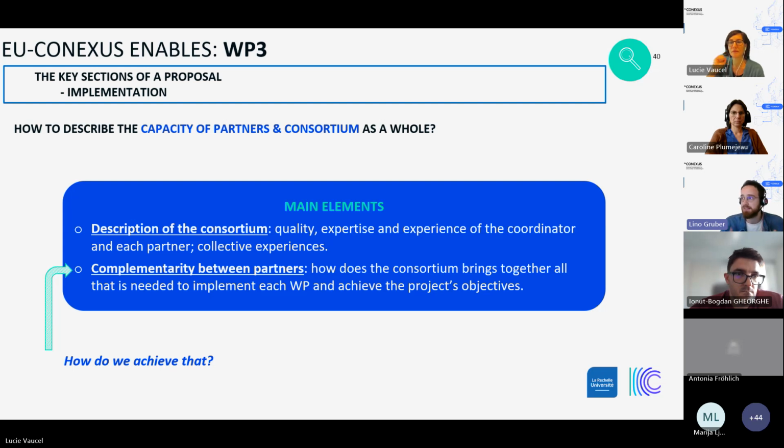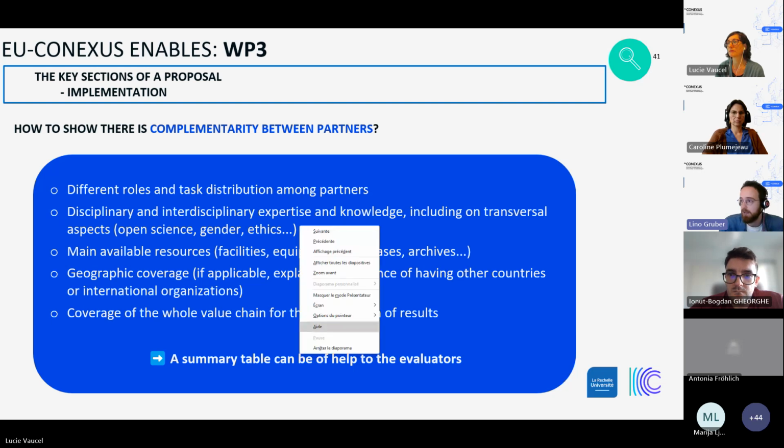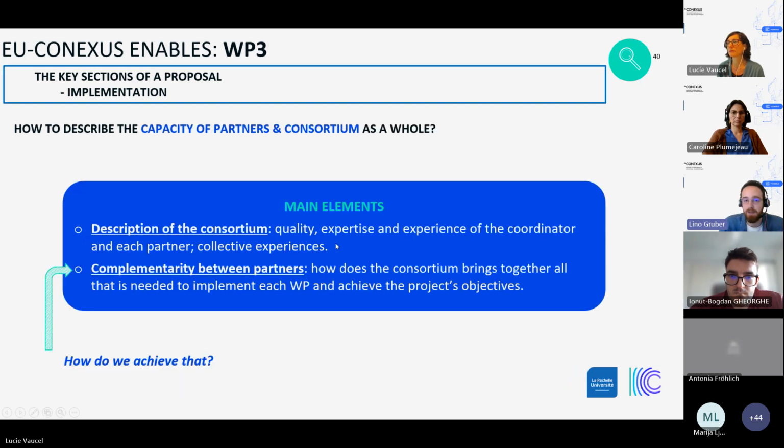And then the second side to this is establish the capacity of the consortium as a whole. So now that we know about the expertise of each participant, how do we ensure that all of them will manage to effectively work in synergy? So you've got several partners that are all great on their own, but you need to show that they can work together. That's the idea. And so you need to show complementarity between partners. That's the thing.